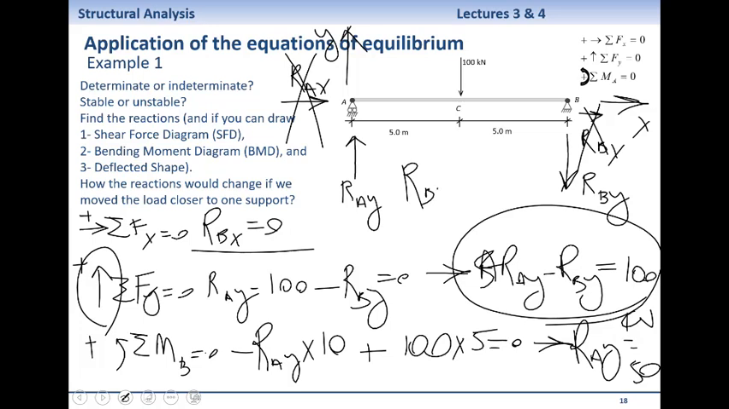So from that equation, what is RBY? Negative 50, very good. So what does it mean when you say negative 50? It means, very good, that the direction that I assumed, you remember, I just assumed, the direction is wrong. So every time that you use equilibrium and you end up with a negative number, it corrects your direction, in other words. If it's positive, you assume the right direction. If it's negative, it's the wrong direction.